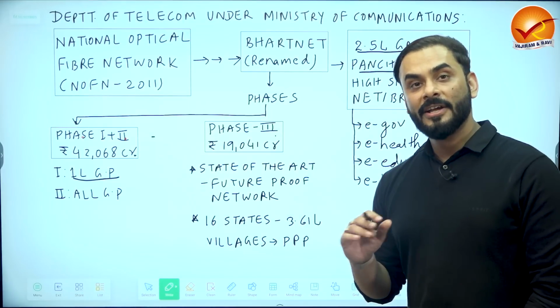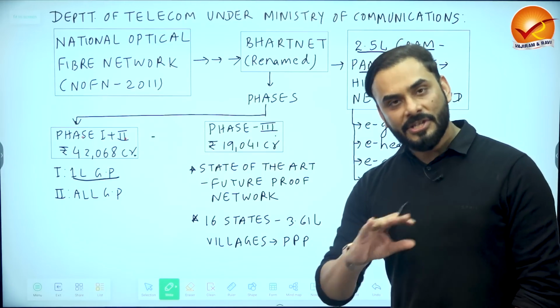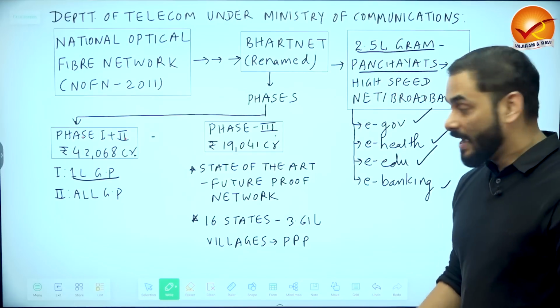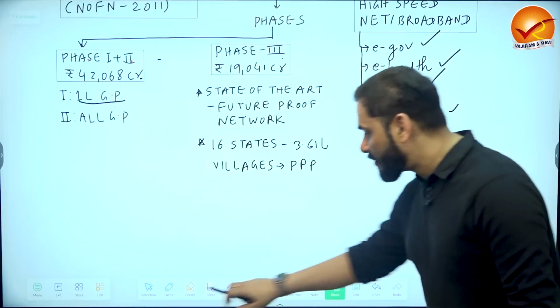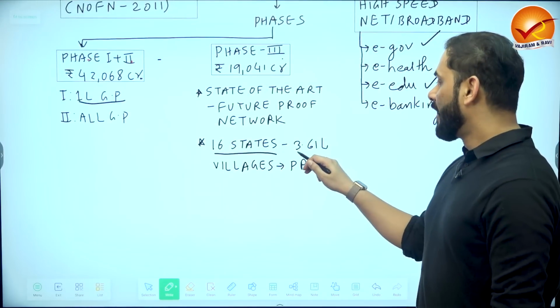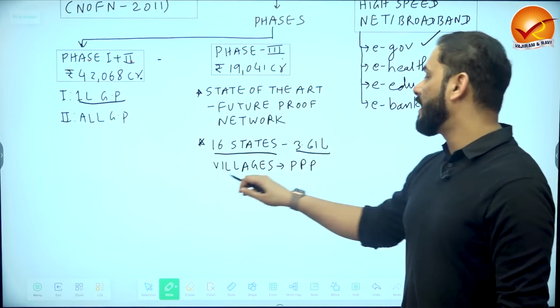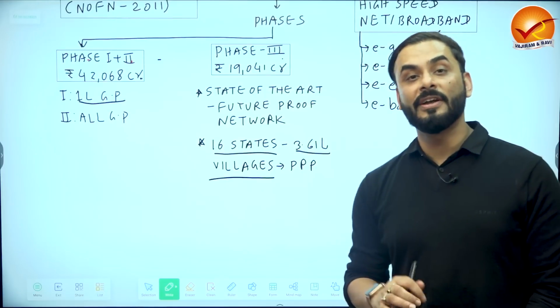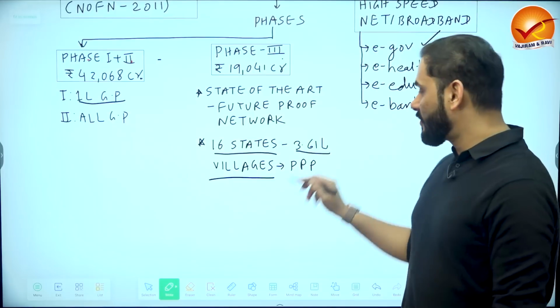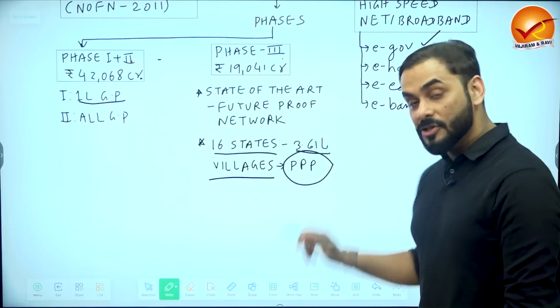In phase 3, 19,000 crore rupees is involved, and the government of India has said that we will provide state of the art, latest kind of internet services to the people of India. And in phase 3, the government of India has selected 16 states, and government has said in these 16 states, there are 3.61 lakh villages where the government of India wants to take internet, like in phase 3. But in phase 3, there is something very unique, public-private partnership model.